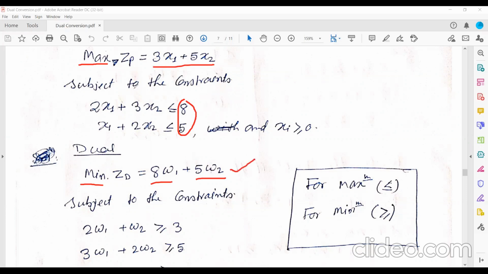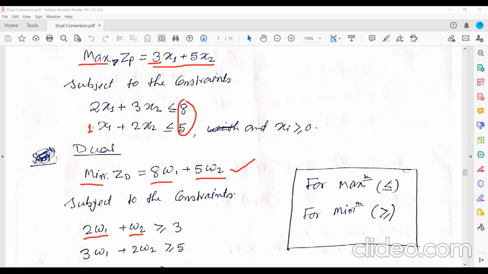Now you need to write the constraints. So how will you take it? Say this is simply x1, so I am writing 1 into x1. So what are the coefficients? 2 and 1. So 2W1 plus 1 into W2, so 2W1 plus W2. It is less than or equal to, so this will become greater than or equal to. And what will come here? Here it will come 3.